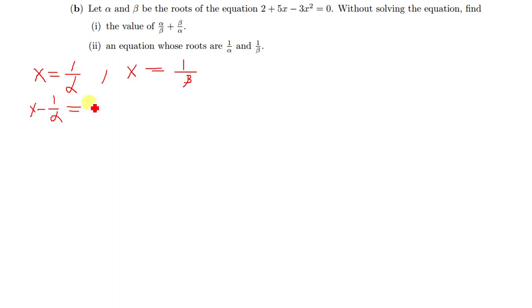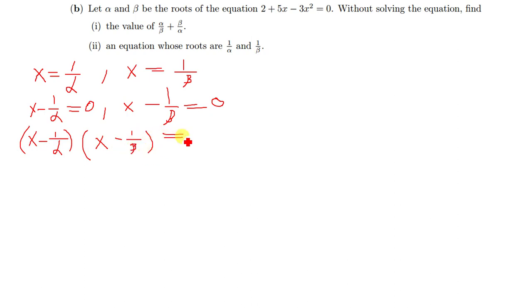So on this side you just remain with a 0. Then again, this side will be 1 over beta is equal to 0. So from there you can agree with me that what we are doing here is just the opposite of the factorization method of a quadratic equation. So this is what you are going to do: put them in brackets, then equate everything to 0.